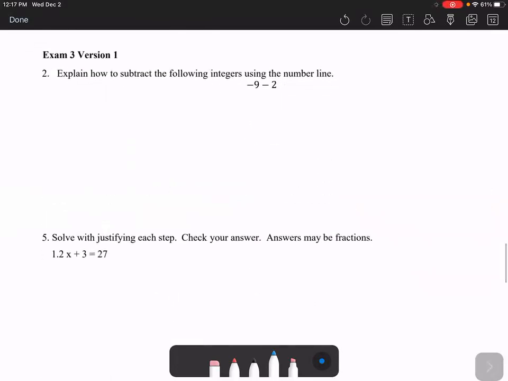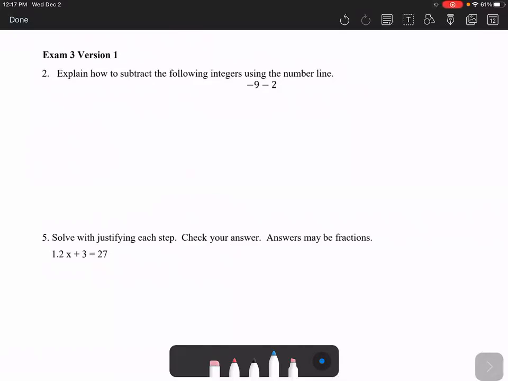so next we're going to move on to exam 3 version 1. So the first question is to subtract integers using a number line. So this is an example of doing operations with integers using a model, and that model being number line.